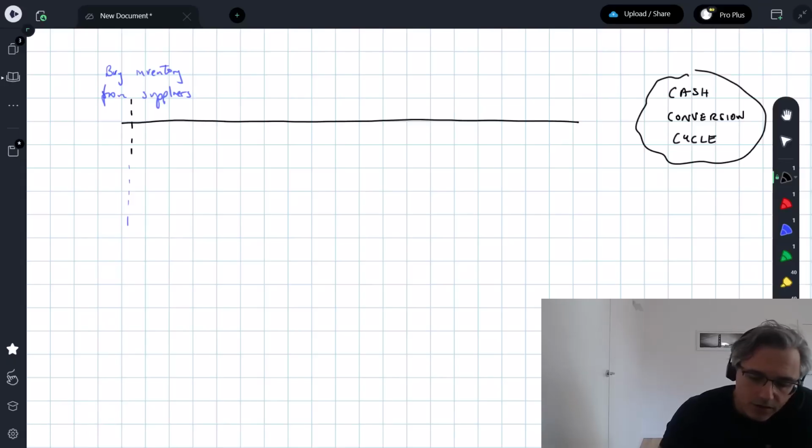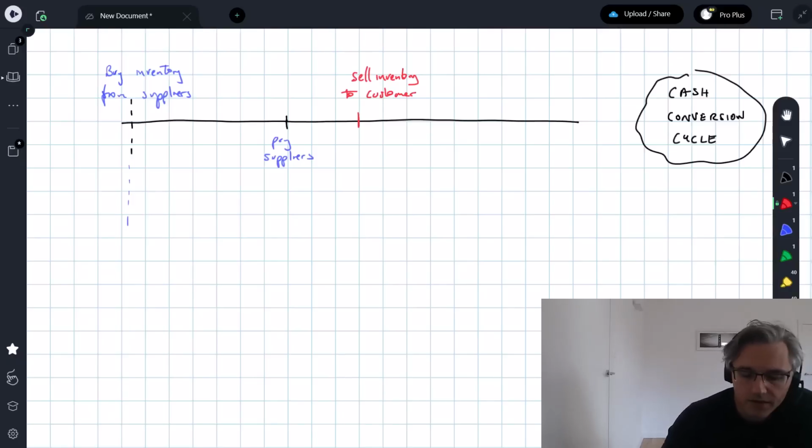Okay, let's assume that over here we actually pay our suppliers or our supplier, right? And let's assume that over here we sell the inventory to customers or a customer. However, once again, the customer doesn't necessarily pay immediately. We receive payment from the customer, obviously the same customer who bought here, sometime later from our customers or customer.